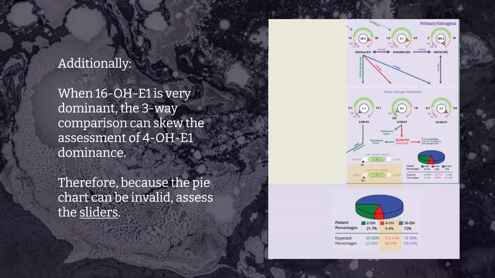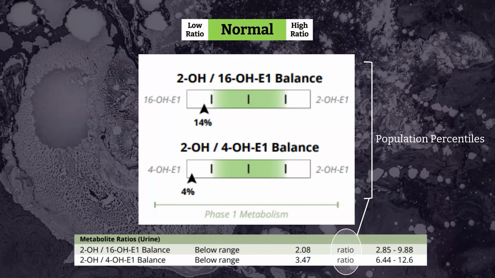A shift to the left, towards the 16-hydroxys and 4-hydroxys, informs of a higher risk metabolism. And no confounder of the pie chart there anymore. Let's look at the sliders more closely in case you've been ignoring them or haven't gotten used to using them yet. The sliders represent the 2 to 4 and 2 to 16 ratios, but in population percentiles. So the green part of the population slider represents a ratio falling into the normal range. The white part to the left is a ratio lower than range. And to the right of normal, the ratio is higher than range. So pretty intuitive. Let's look at the 2:16 ratio first.